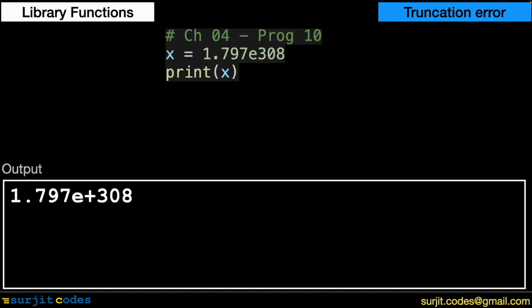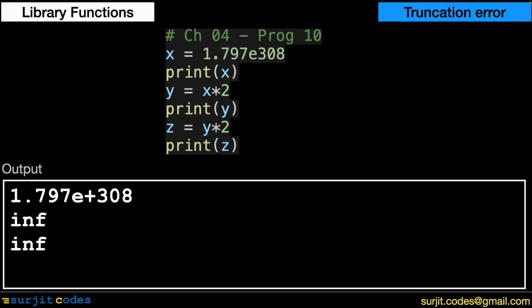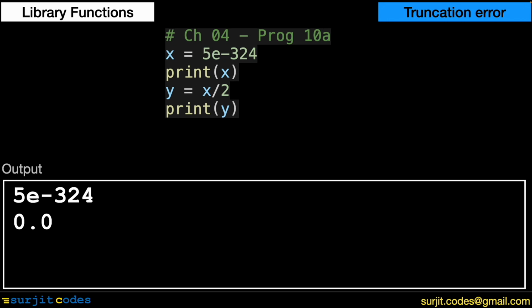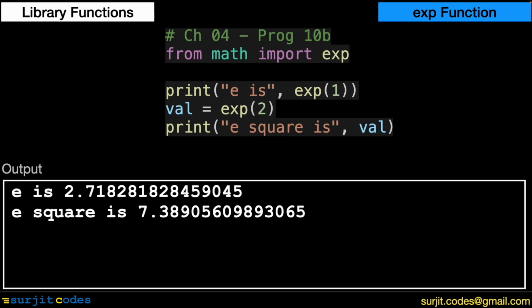Largest floating point number possible in Python is 1.797 into 10 to power 308. We can print it. If we double it, the result is shown as infinity. If we double it again, it remains infinity. Negative of this is minus infinity. Smallest floating point number possible in Python is 5 into 10 to power minus 324. If we divide it by 2, it becomes 0.